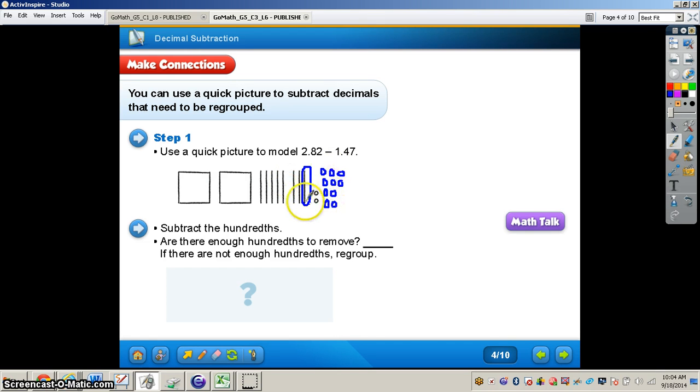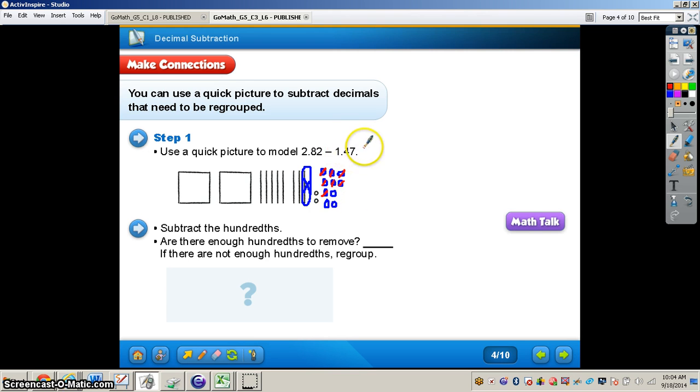Now that we've regrouped, we can understand that the one that we've regrouped is no longer a tenth anymore. It's been turned into a hundredth. Now what we can do, we can take 7 away pretty easily. I use a different color of ink for this. 1, 2, 3, 4, 5, 6, 7. Okay, now we have a total of 1, 2, 3, 4, 5 hundredths.